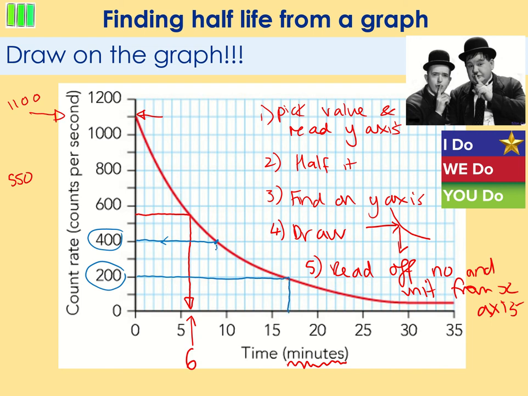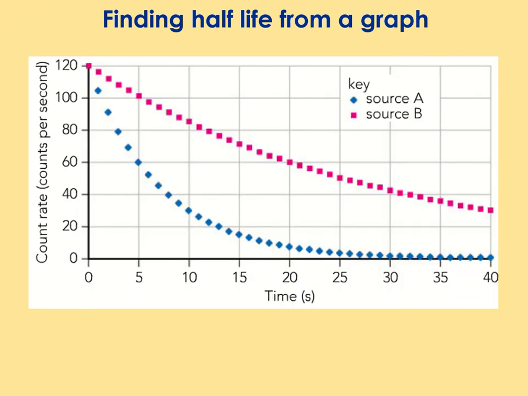Now how long did it take me to go from 400 to 200? Should be exactly the same. I've actually misread the graph slightly, I think, but it's giving me 7, but I should have about 6. So have a go here. Source A is a little bit confusing because you can't see the initial dot, so maybe try source B.